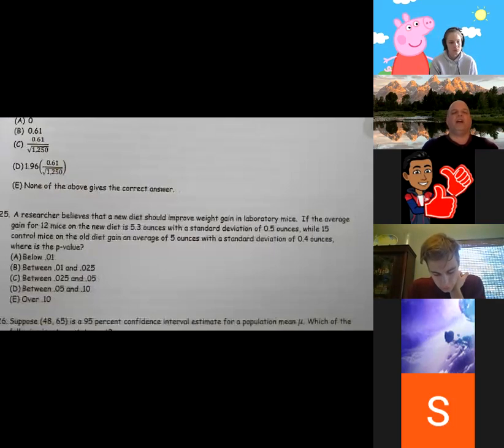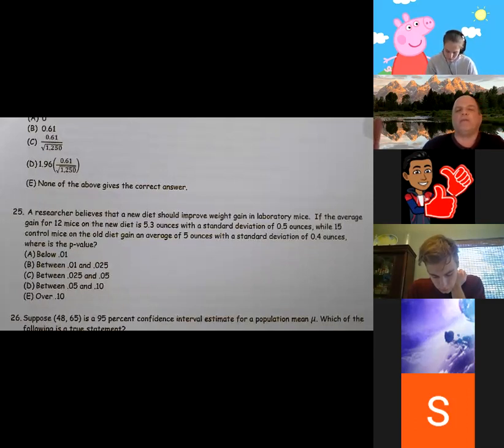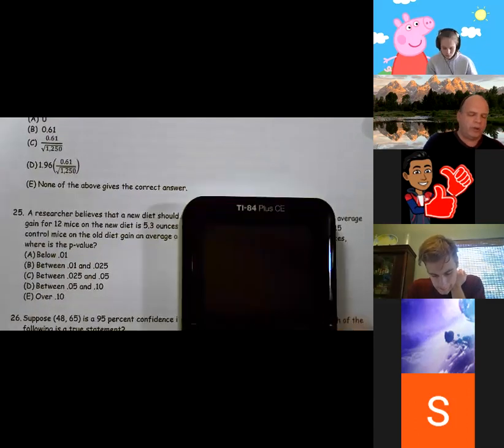So a researcher believes that, and the reason I skipped number 25 is it was a two sample, so it was actually in the wrong section. So we didn't know how to do two sample T's at the time. So this is a two sample T. A researcher believes that a new diet should improve weight gain in laboratory mice. If the average gain for 12 mice on the diet is 5.3 with a standard deviation of 0.5, while control mice on the old diet gain an average of 5 ounces with a standard deviation of 0.4. Where is the p-value? So here's what we need to do.